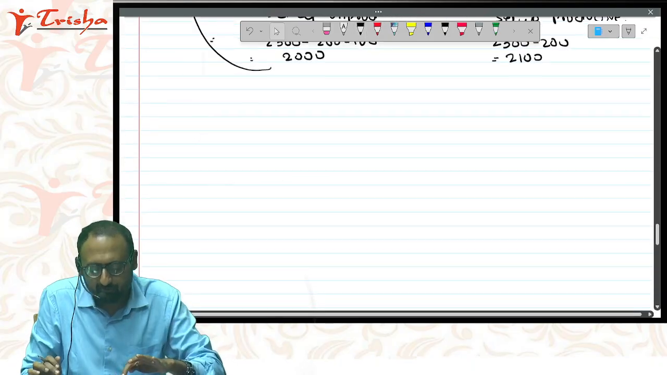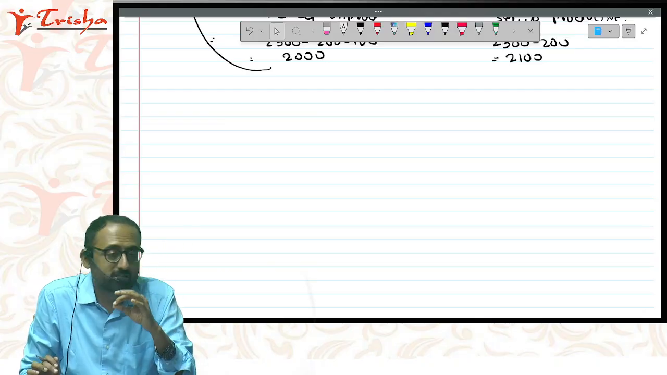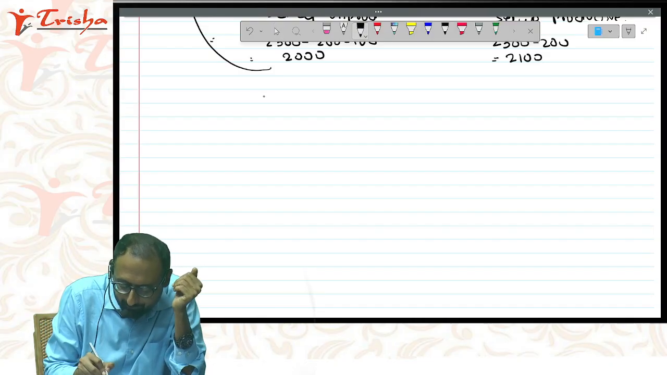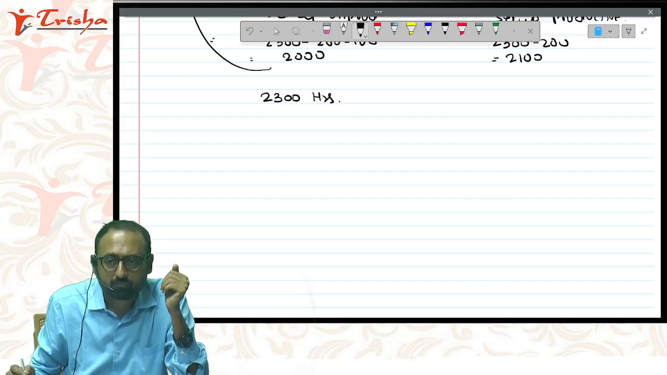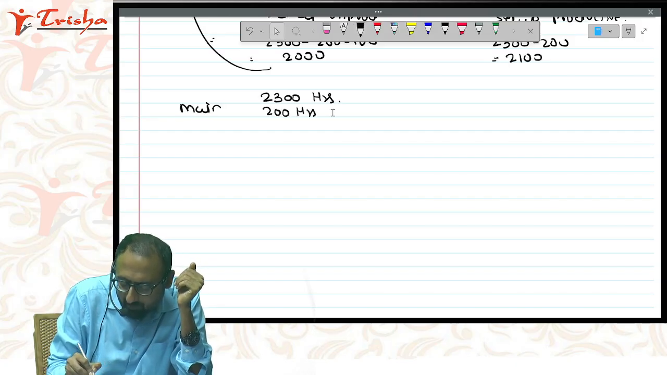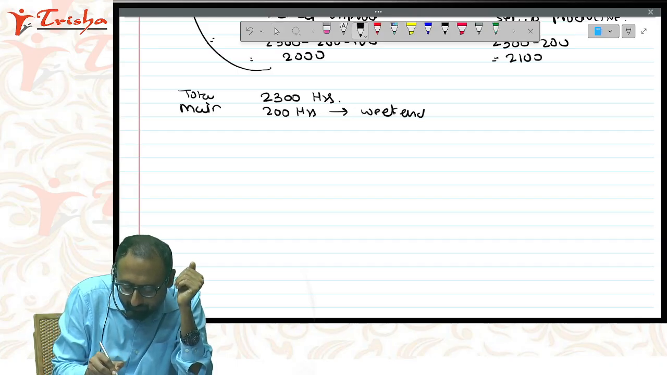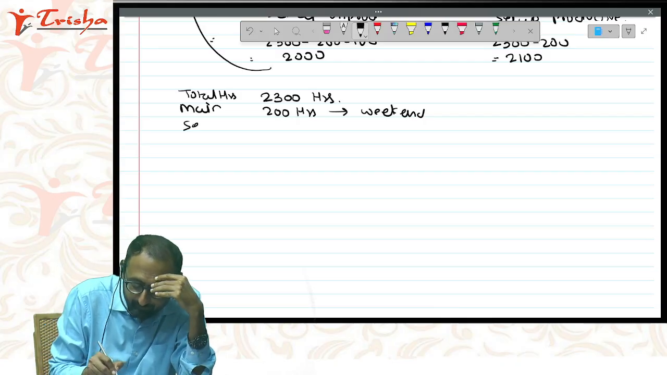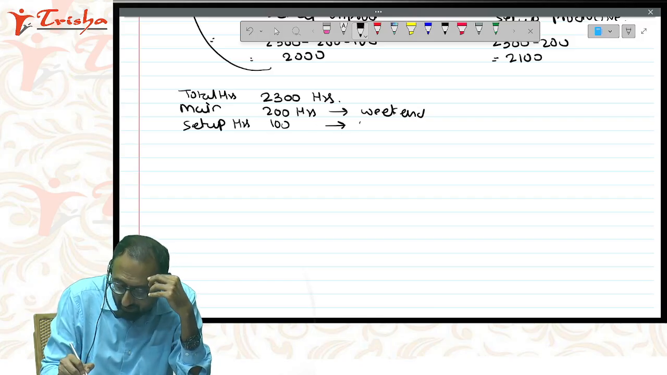Last adjustment, then we'll solve that remaining one question, which is very important. Then we'll stop, sir. And this adjustment is truly important. Sirji, suppose 2300 hours are given. Maintenance hours are 200 hours, but maintenance is done on the weekend when production is already halted. Setup hours are 100, and it is given in the question that setup hours are unproductive.